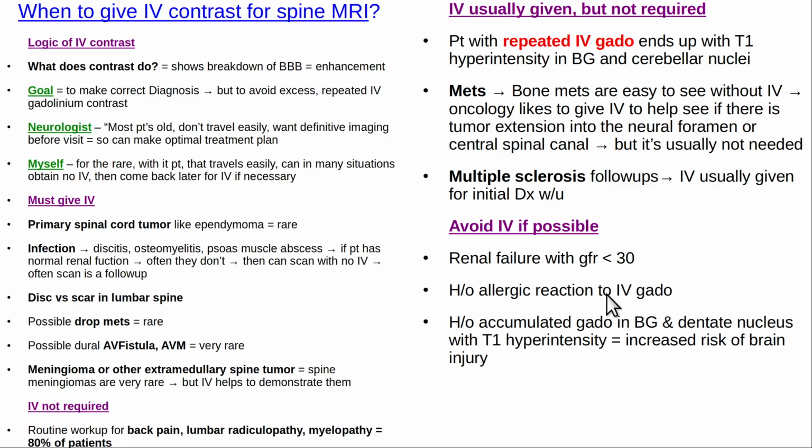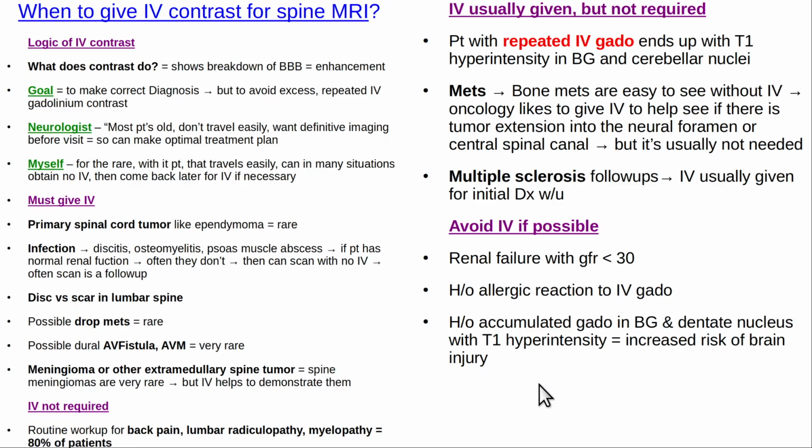If the patient's got really poor renal function, renal failure with a GFR, glomerular filtration rate, less than 30, we'll try not to give it, though we could in an emergency. If they've got a history of an allergy, we'll try not to give it, though we potentially could in an emergency with steroid prep, for example.